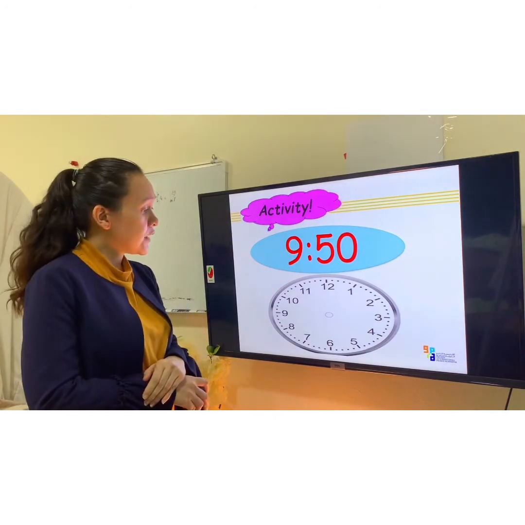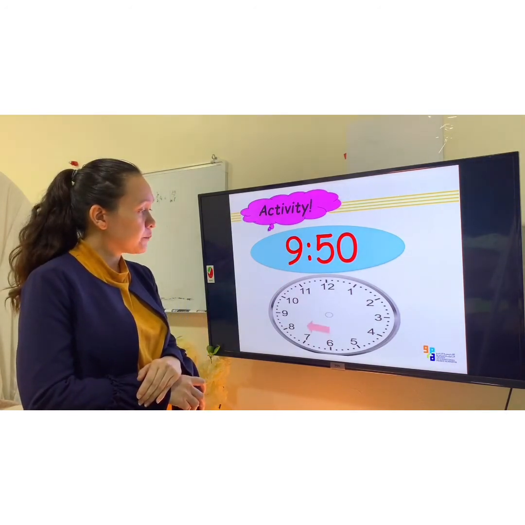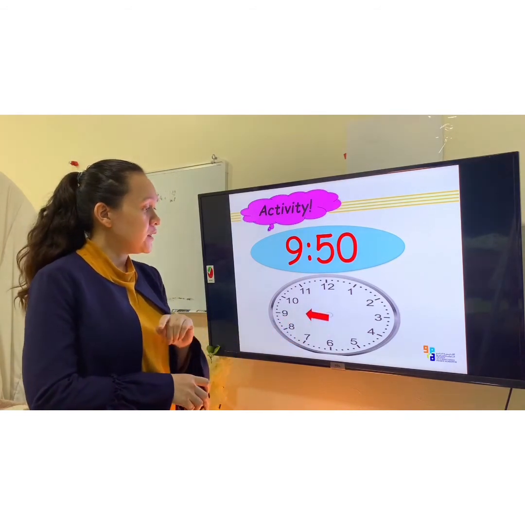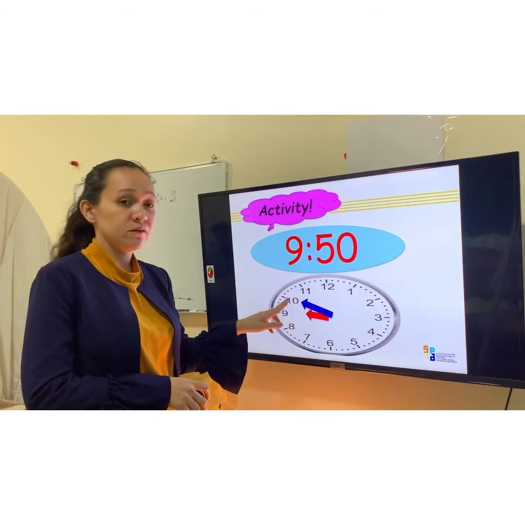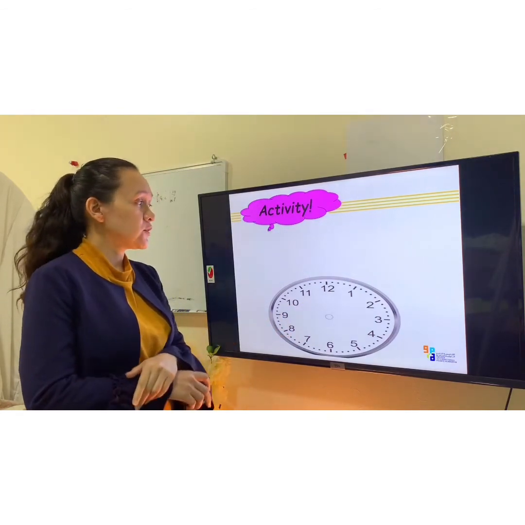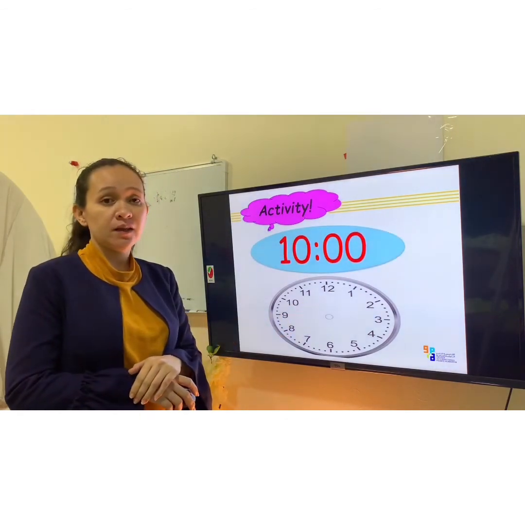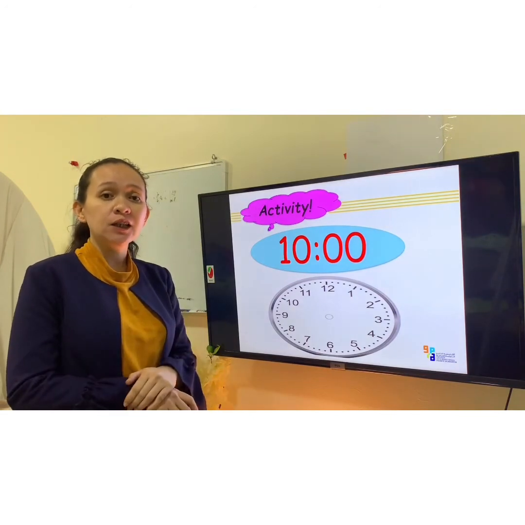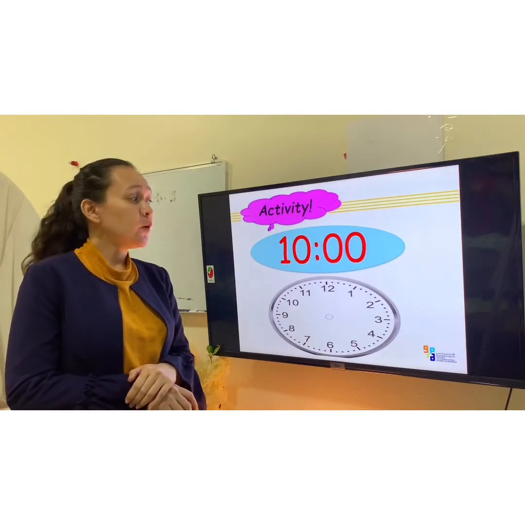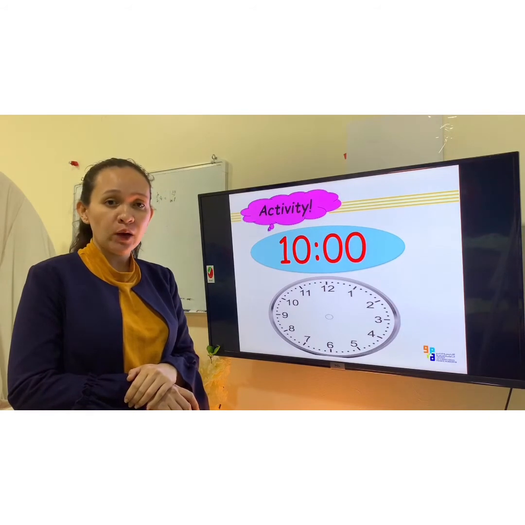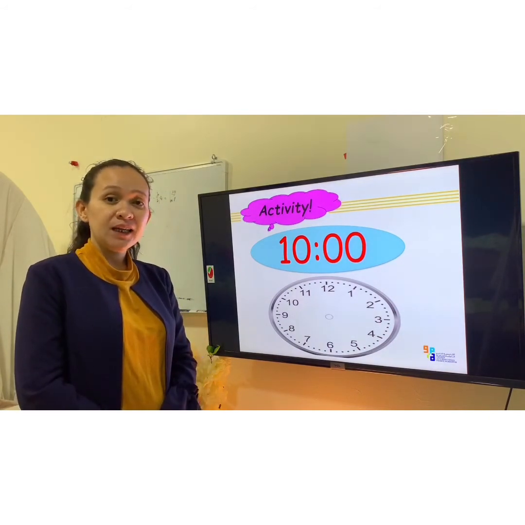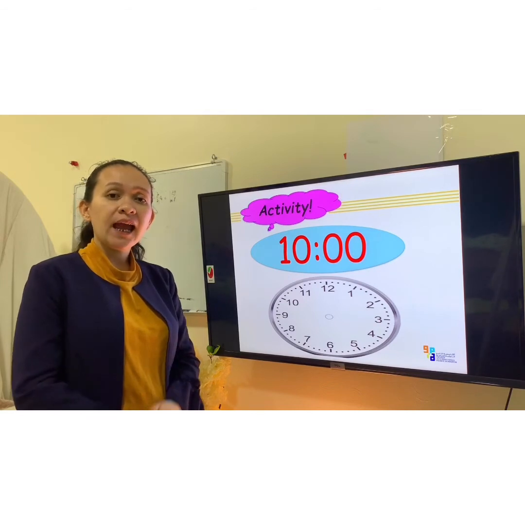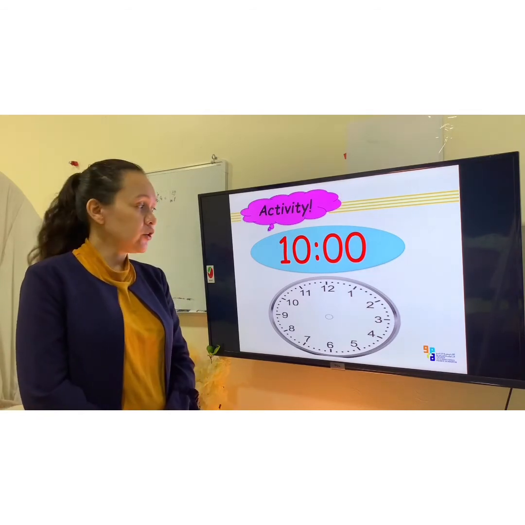9:50. Where is the short hand pointing? It points to 9 while the minute hand is pointing to 10. Now let's move to the next one. The time is 10. Where are the short hand and the long hand pointing? Now I'll give you again 5 seconds to answer. 5, 4, 3, 2, 1, and 0. Now let's check your answer.